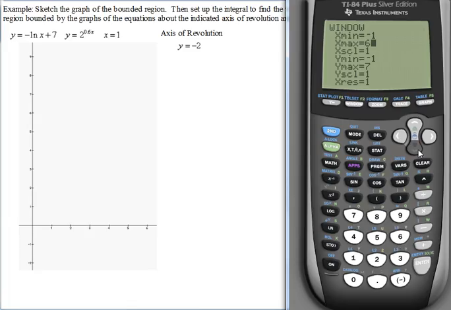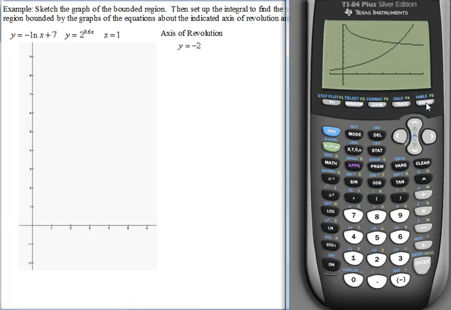Again, when you're doing these on your own, you just have to kind of play around with the window size until you can find where you can see your region well. Sometimes you have to make it bigger, sometimes smaller. -2 to 9. So there's the first one, and there's the second one.